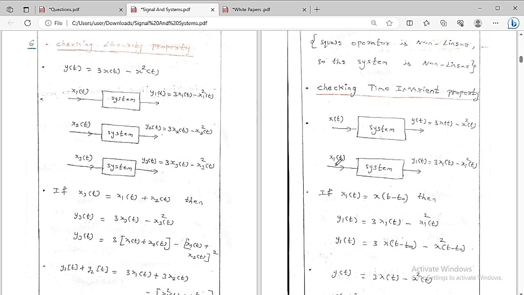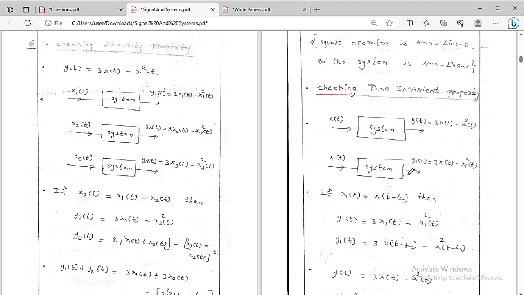Suppose this new input is the delay of the previous input. If x1 of t is equal to x of t minus t naught, then what is the output? y1 of t is equal to 3 into x1 of t minus x1 of t whole square. In place of x1 of t, I am going to substitute x of t minus t naught. So I get y1 of t is equal to 3 into x of t minus t naught minus x of t minus t naught whole square.